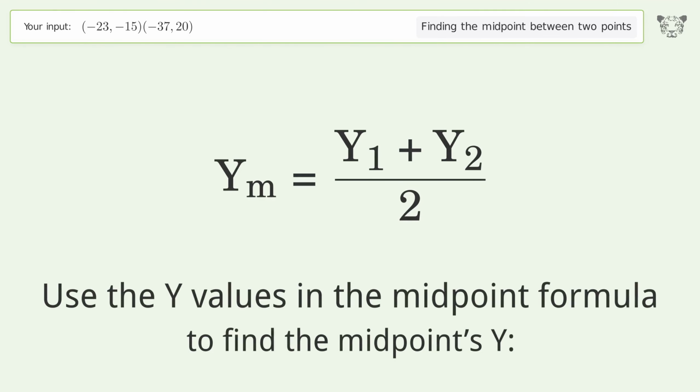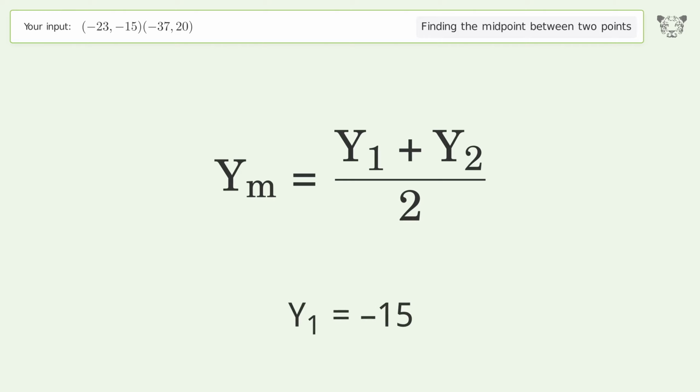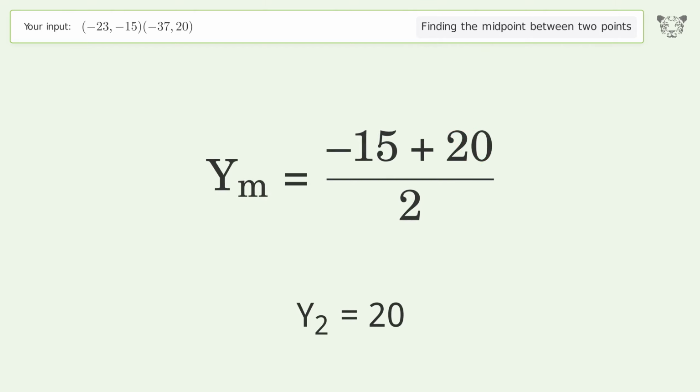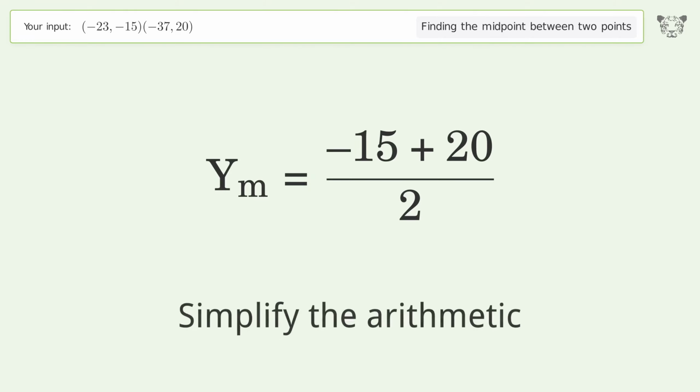Use the y values in the midpoint formula to find the midpoint's y. y1 equals -15. y2 equals 20. Simplify the arithmetic.